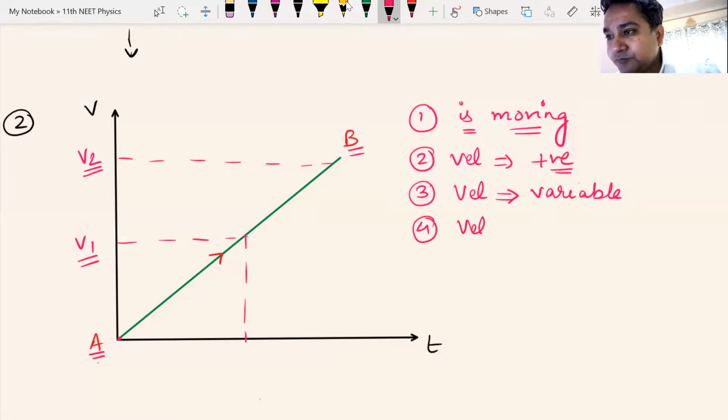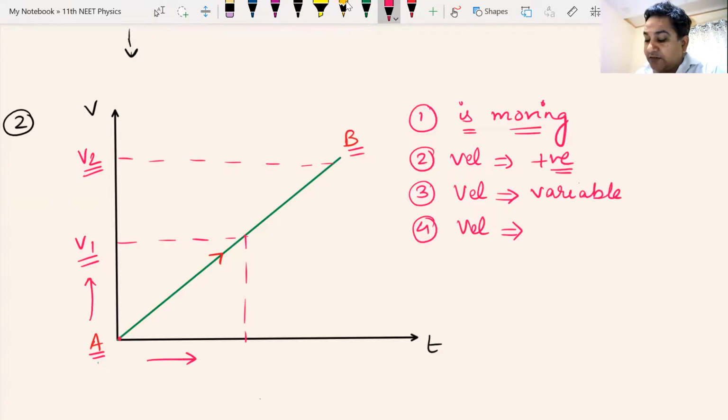Now, since the velocity is variable, either the velocity is increasing or the velocity is decreasing. What is happening here? With time, if I move forward in time, the velocity is constantly increasing. Yes or no? Yes, so the velocity is increasing. Now look at the slope of this graph.